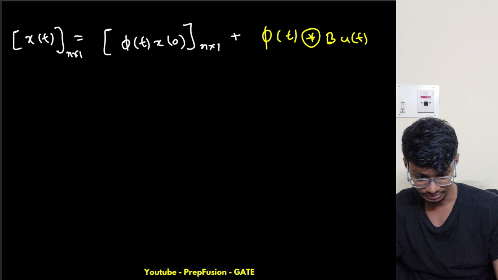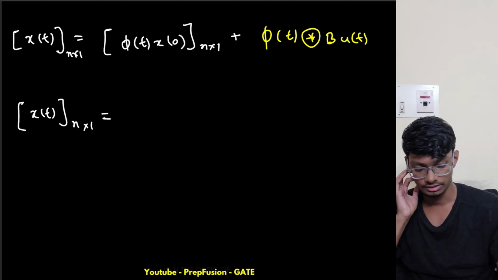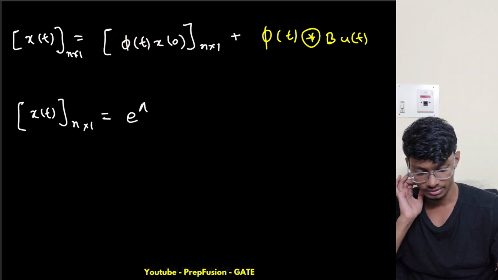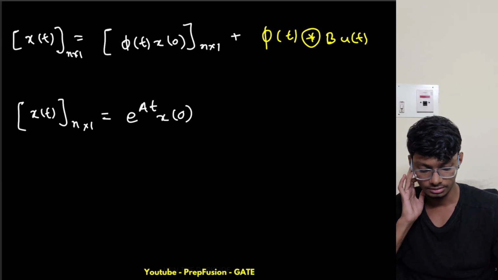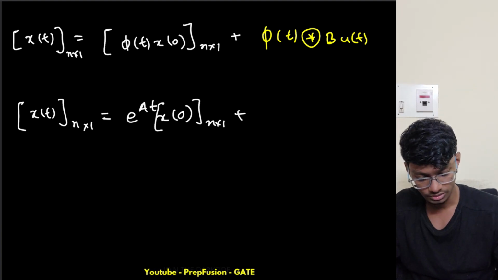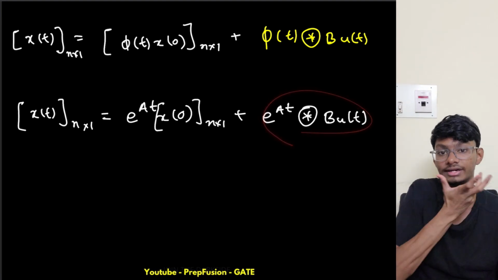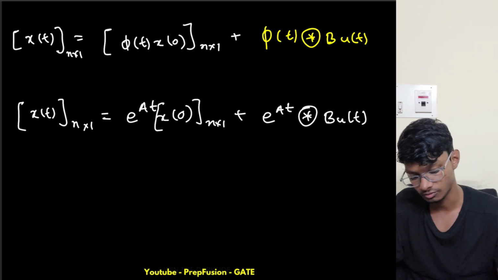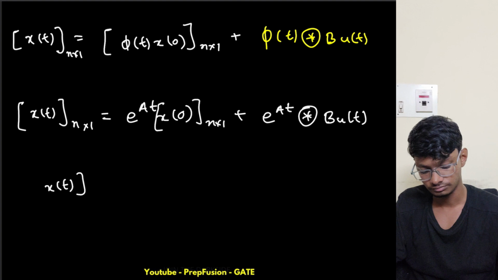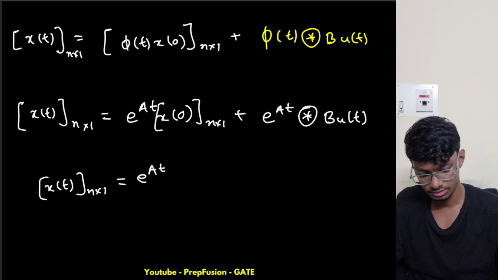So again, if I expand this, n cross 1, how can I write this? This is e raised to power At only, times x of 0, and this is only n cross 1. And what does this become? This is also e raised to power At convolution of b u of t. Now how to write convolution in terms of integration? I know how to write convolution in terms of integration. So again, x of t equals to e raised to power At x of 0, n cross 1.